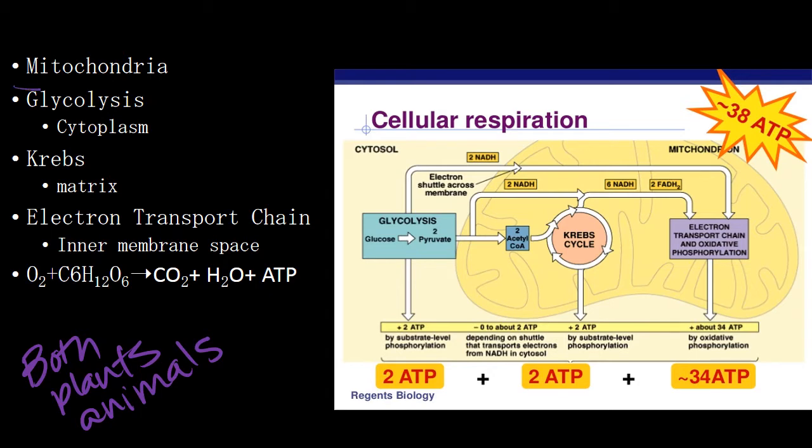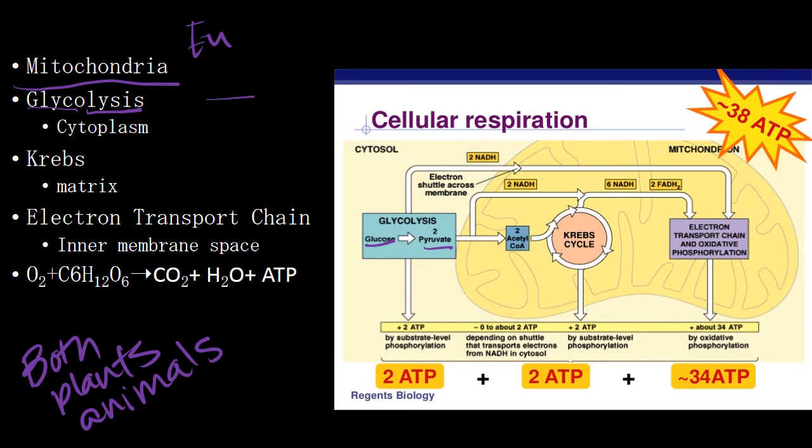Alrighty, so how does cellular respiration occur? Cellular respiration happens in the organelle called the mitochondria. So again, we're looking at eukaryotic cells. The first step of this process is called glycolysis. Remember, lysis always means to break. Glyco is like glucose. So what we're doing here is taking glucose and breaking it in half. This process happens in the cytoplasm of the cell. It does not happen in the mitochondria.